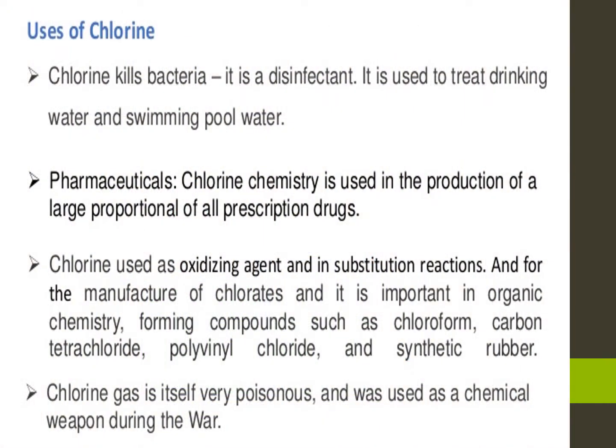Now, what are the uses of chlorine? It is used in the purification of drinking water. It is used in bleaching of cotton textiles, in cotton industries for bleaching the cotton materials, paper, rayon cloths. So these types of materials are bleached by chlorine.